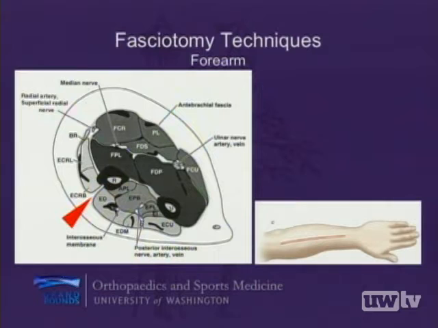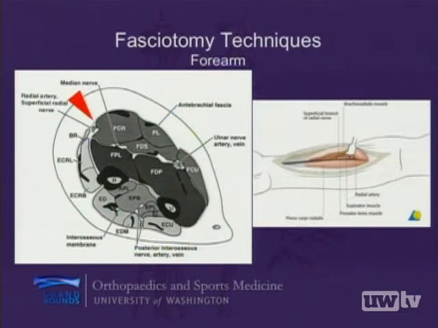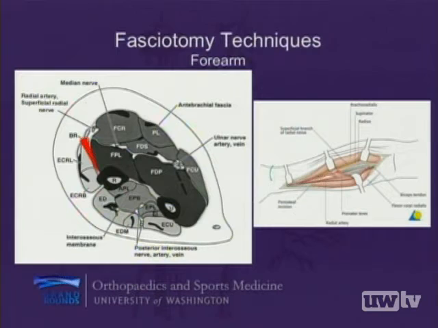And dorsally, the interval between the ECRB and extensor digitorum communis allows release of the mobile wad, as well as the superficial and deep dorsal compartments. Unfortunately, a number of forearm compartment syndromes present with fractures of the radius and ulnar shafts, and in these situations, Henry's exposure allows adequate release of the mobile wad and the superficial and deep compartments volarly, while allowing traditional or familiar access for open reduction internal fixation of the radial shaft and the ulna.